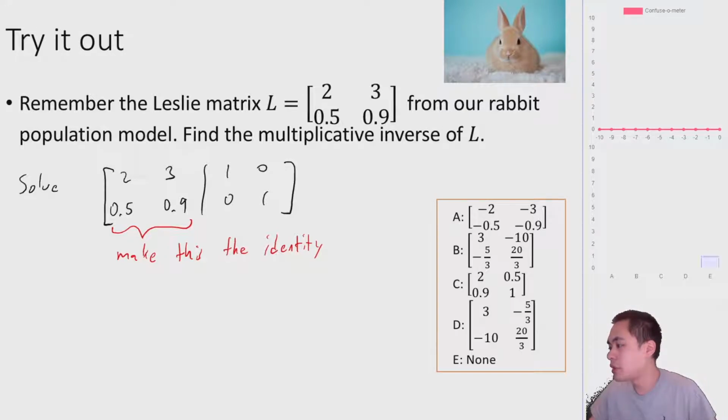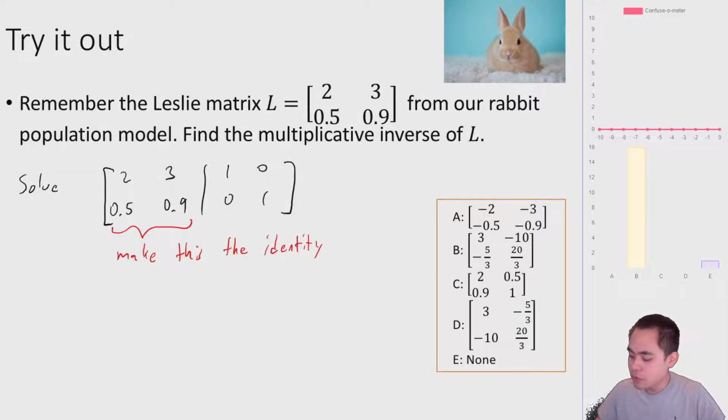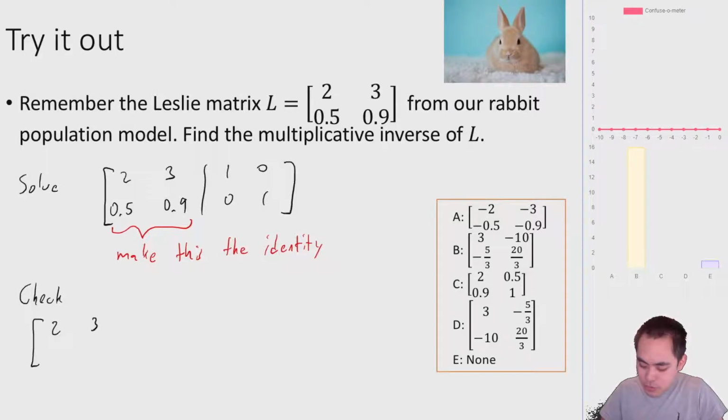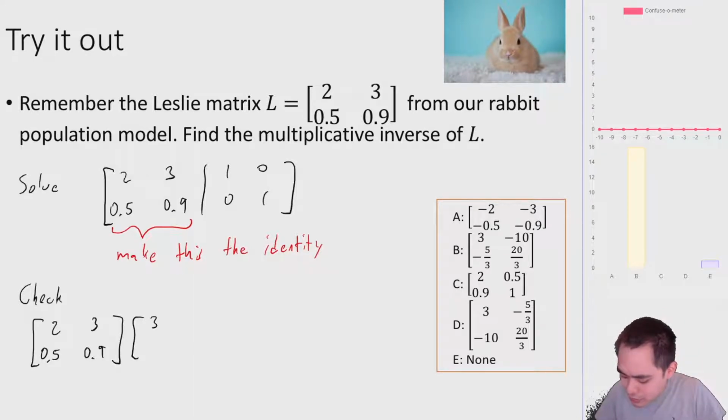Okay, so we're starting to get some answers coming in. We have an E, so none of the above. We have a couple B's, it looks like. So it looks like most people were able to get B for that. I'm not going to do the full step of solving it because that'll take a bit too long right now, but instead I'm just going to check it. So 2, 3, 0.5, 0.9. And people chose B, so that's 3, minus 10, minus 5/3 and 20 over 3.